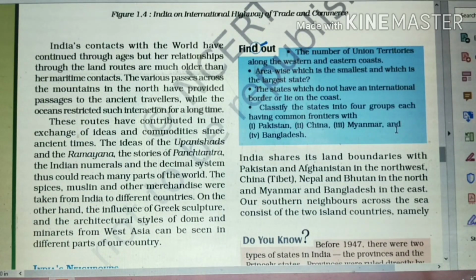Various ideas and thoughts have been exchanged with the world from ancient times. You know about our religious documents like the Upanishads, Ramayana and Panchatantra, etc. These documents and ideas we sent to the world. Also some spices, muslins and other things related to merchants were given to the world.